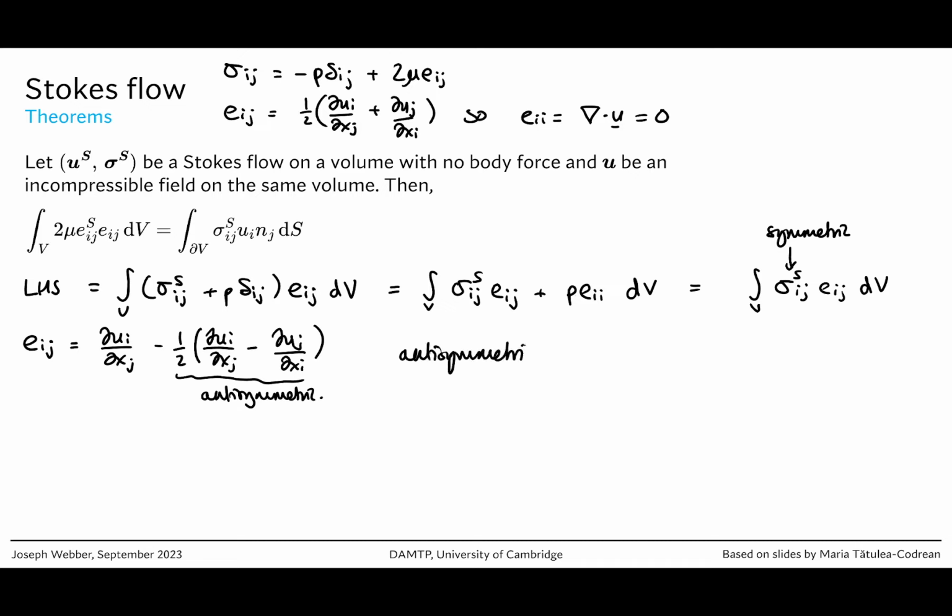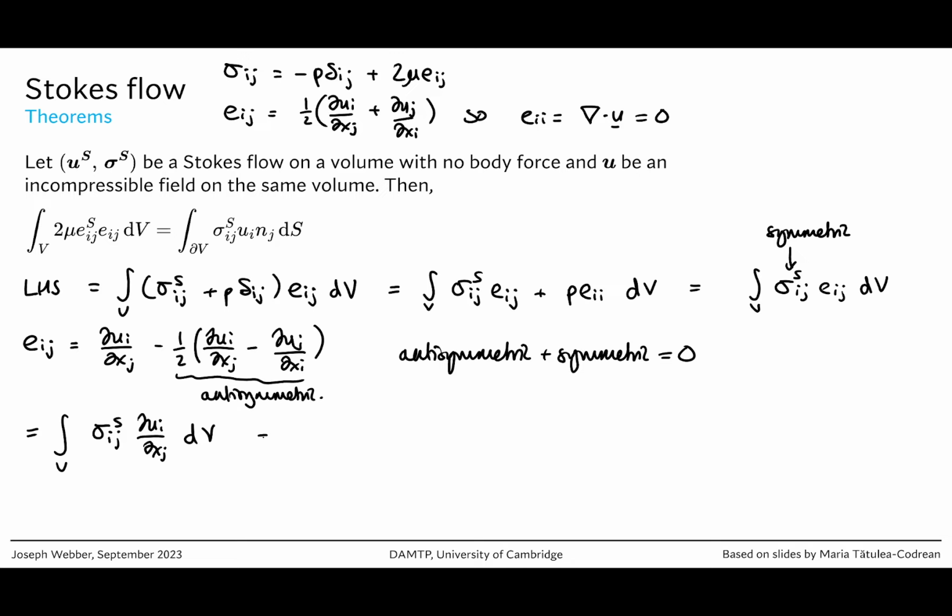Again, go back to the index notation video if you're unsure about that. So we're just left with the left-hand side equaling just the contraction of this symmetric tensor with this first part instead. So we have sigma ij s dui by dxj dv.